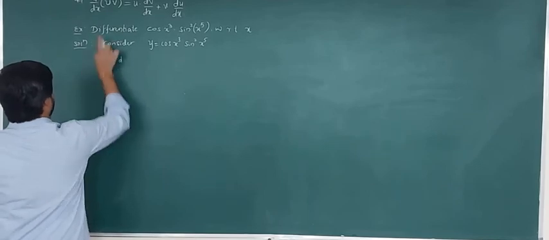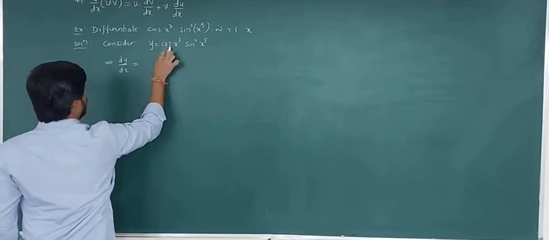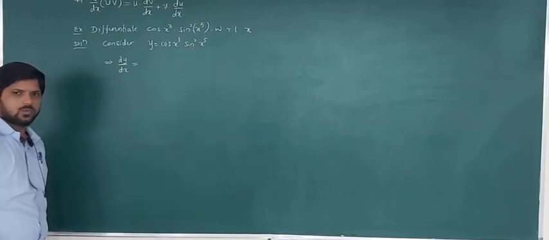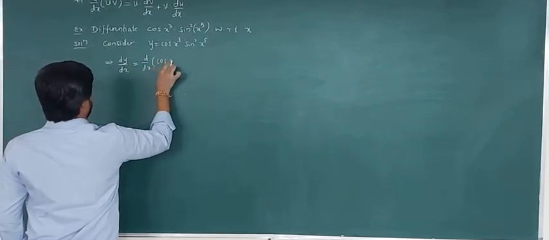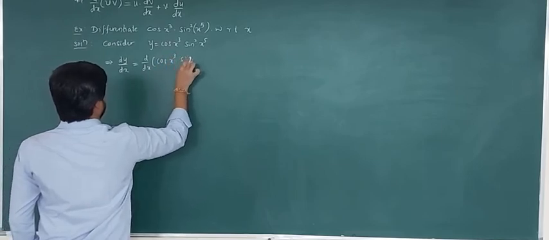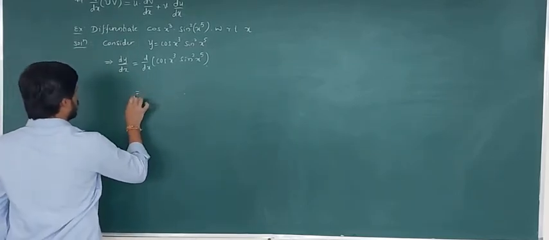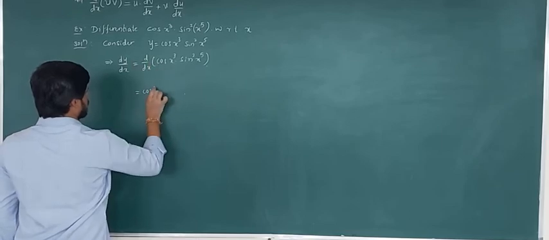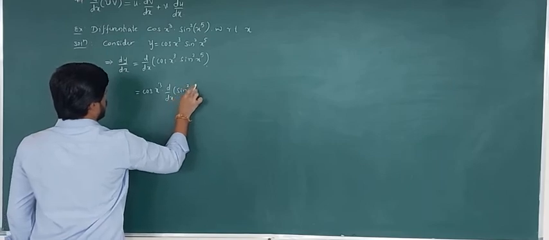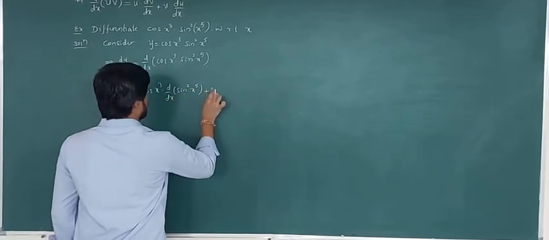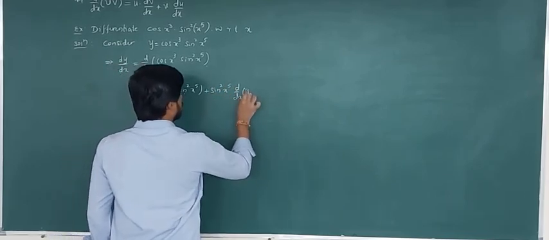As we know our product rule formula, d by dx of u into v equal to, here u equal to cos x cube and v equal to sin square x to the power 5. So d by dx of cos x cube into sin square x to the power 5. Very, very important. So by applying the formula, we get cos x cube into d by dx of sin square x to the power 5 plus sin square x to the power 5 into d by dx of cos x cube.